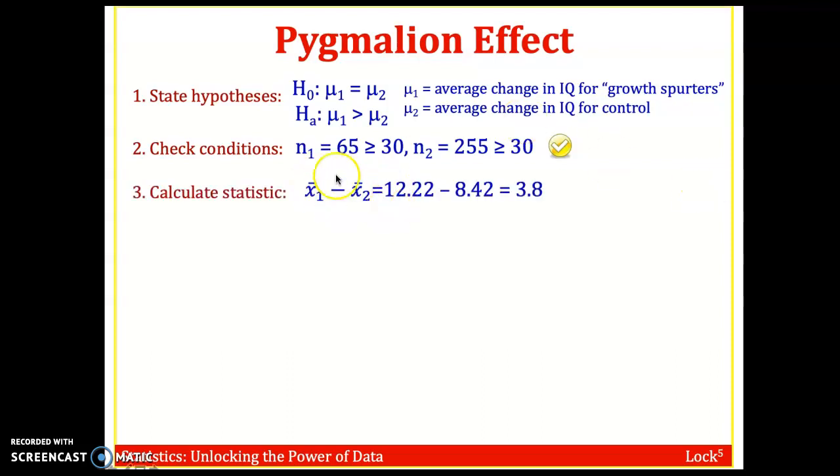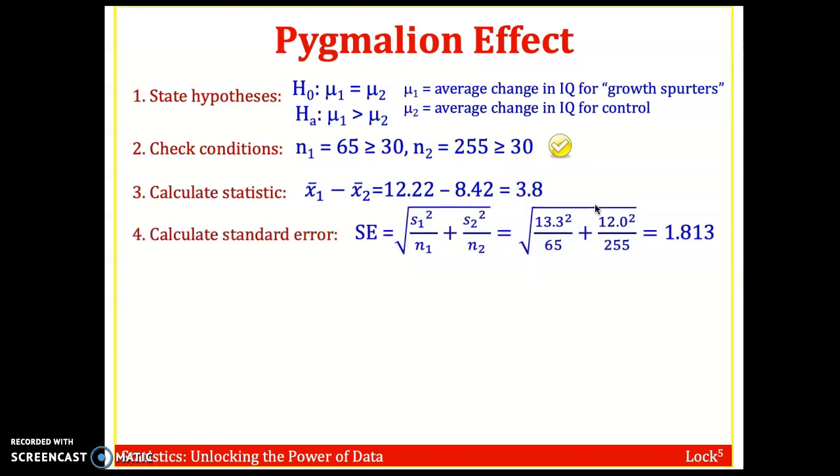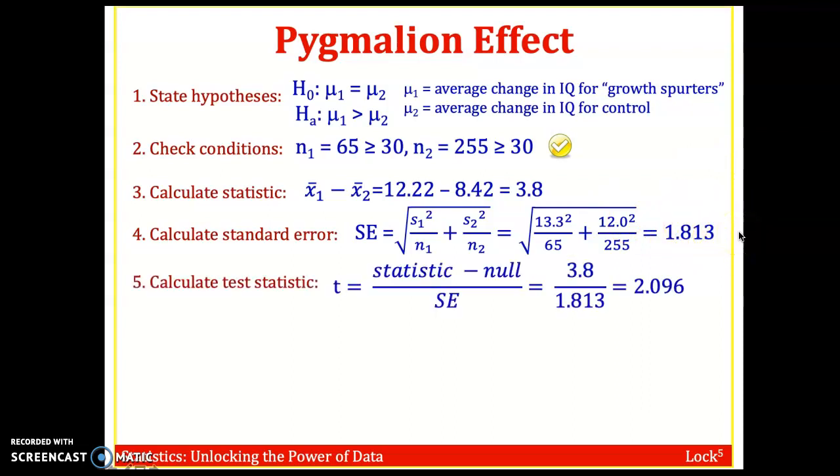Our sample statistic of interest is 3.8, the difference of the two sample means. Using the standard error formula, we got 1.813. And we finished with the test statistic: statistic minus the null, over standard error. And don't forget, for a difference of means, the null is going to equal 0.